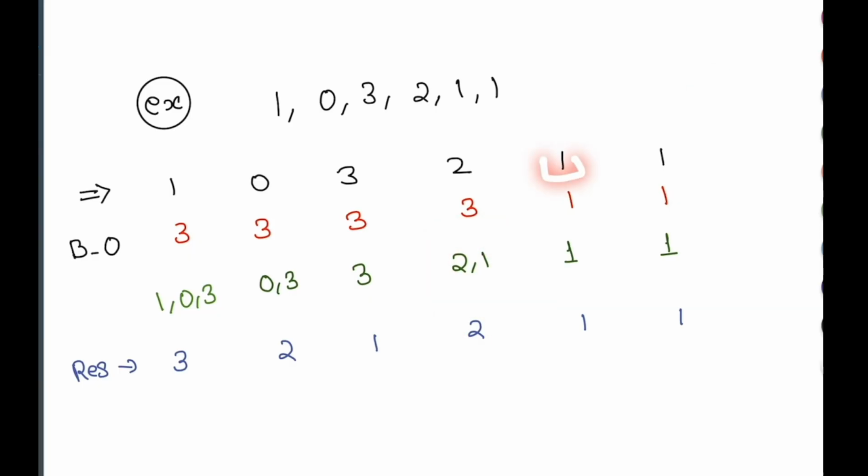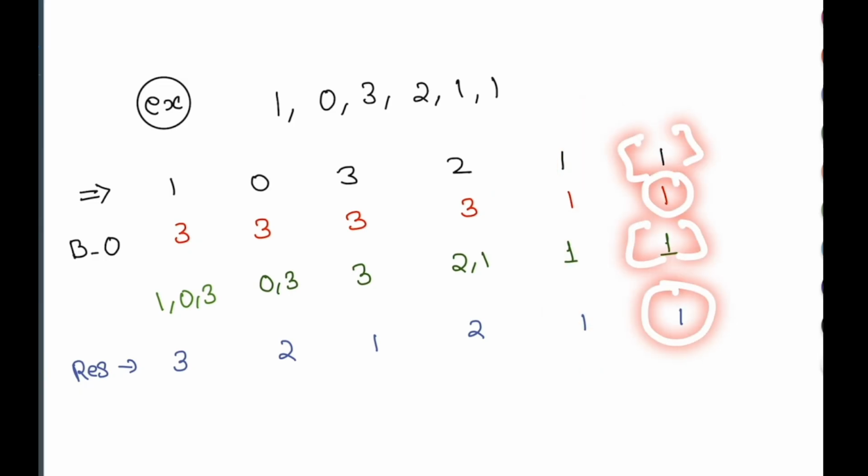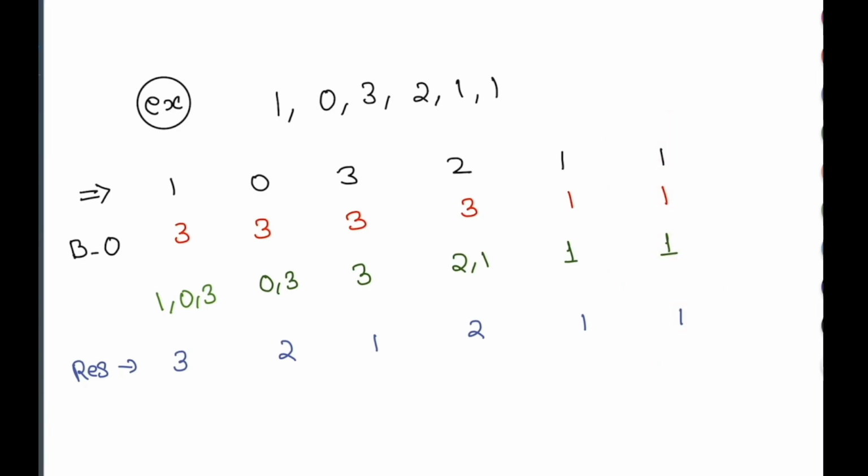For this element, the maximum possible bitwise OR is 1 and not 3. Because starting from this, if I consider all the elements, then the bitwise OR is 1. That's the maximum. But we don't need to consider all the elements starting from here. We can just create a subarray of one element, which is nothing but 1 itself. And that is why the length is 1. And similarly, for the last element, the maximum possible is 1. The subarray is 1 itself, the same element, and the length is 1. So this is how you are finding the output for each of the indexes, and this is your final output: 3, 2, 1, 2, 1, 1.